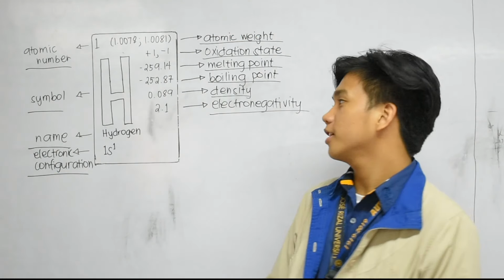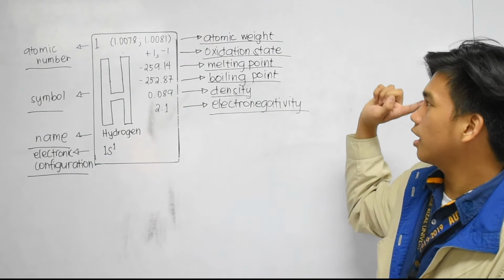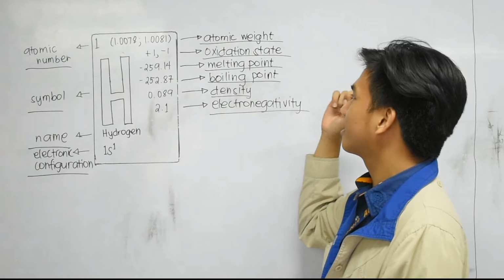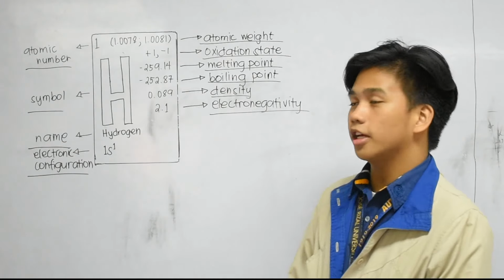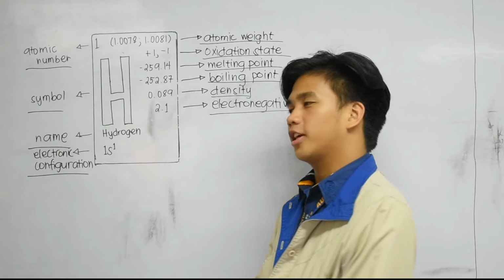So back to our readings and fluency. After atomic weight, oxidation state. Oxidation state is used for stabilizing compounds with the law of octaves.